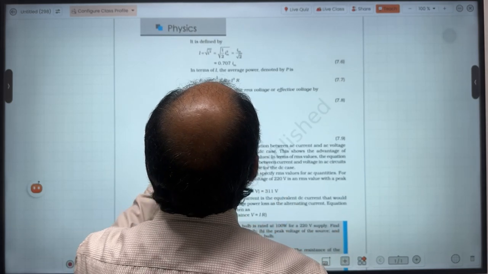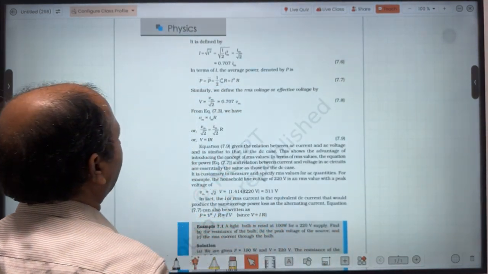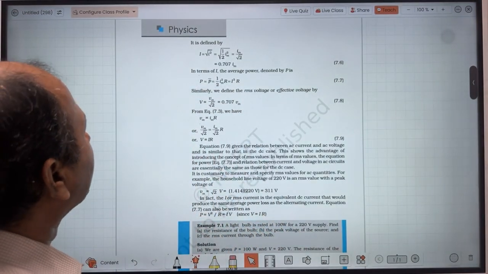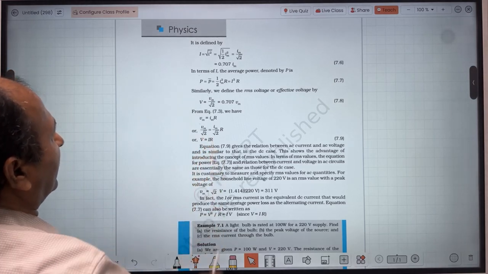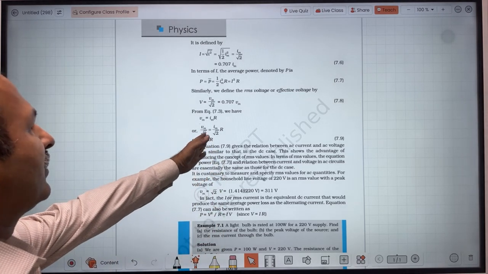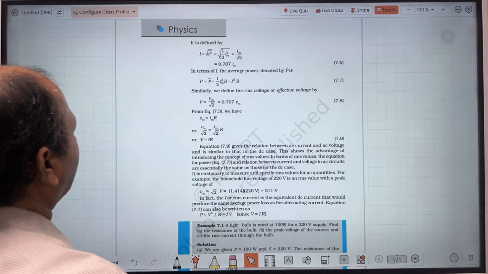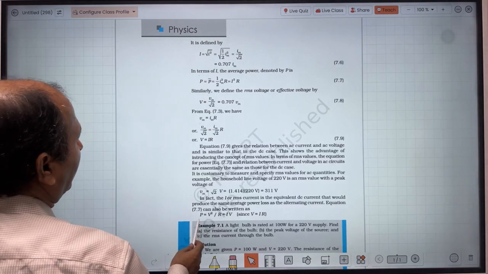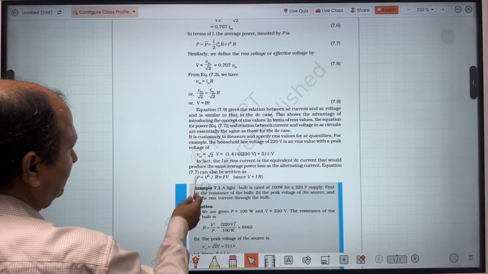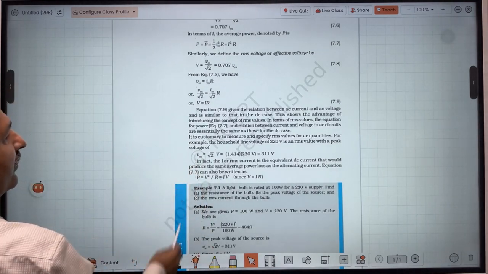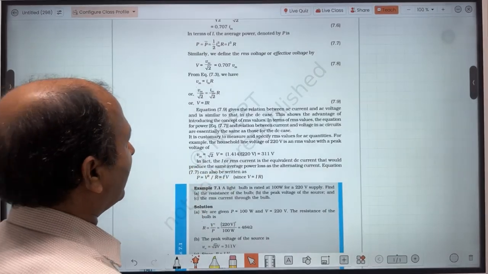So here the basic thing is given, as I told you. Here V equals Vm by root 2, and I equals Im by root 2. Same thing as I explained to you earlier. Now this is also the same thing as I told you.